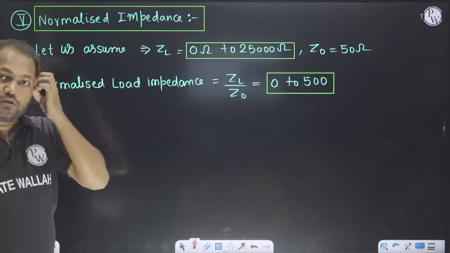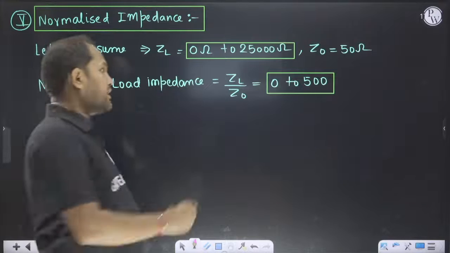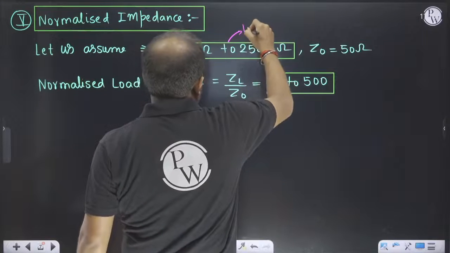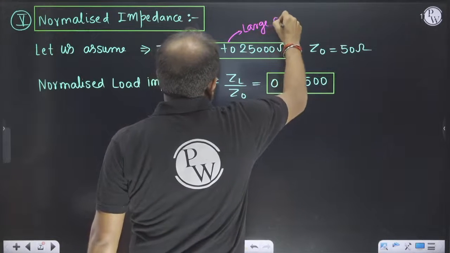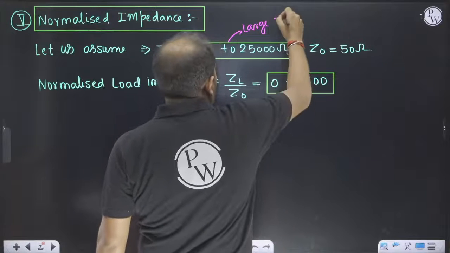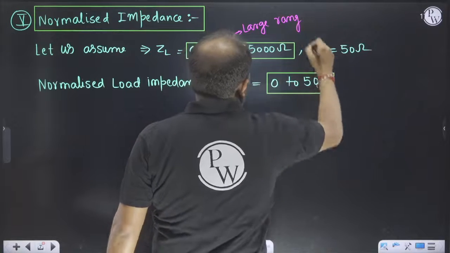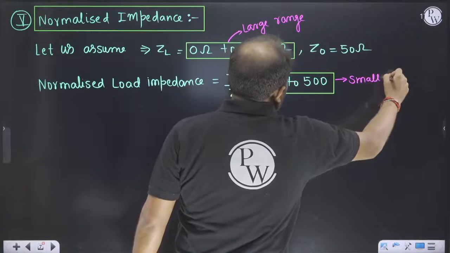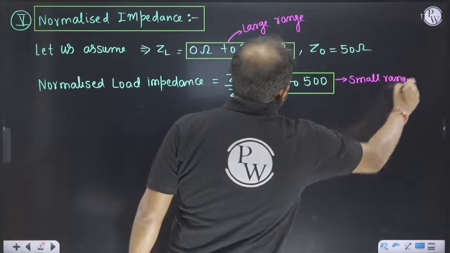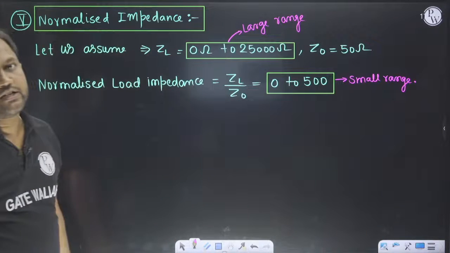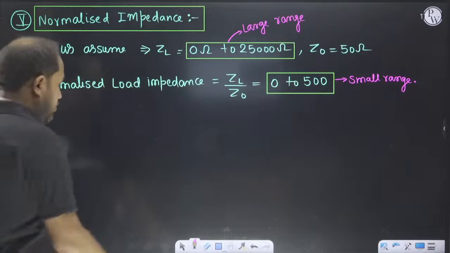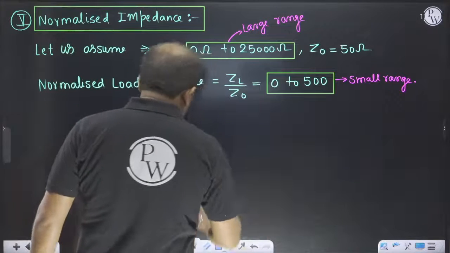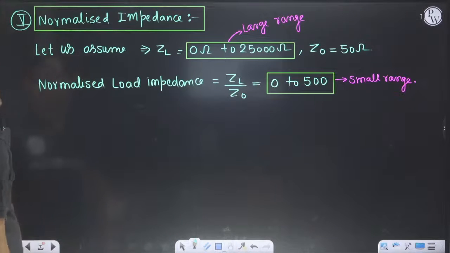So we use normalization. Here it is a large range, and here a small range. So if they ask why we calculate normalized impedance, you can say that the range will be reduced. It will be 0 to 500.